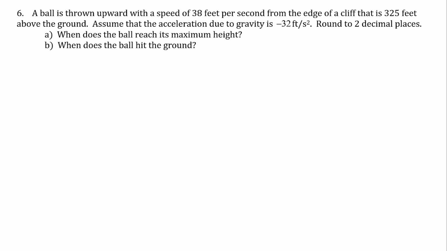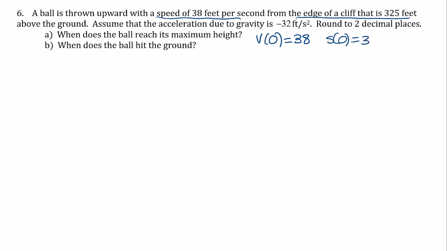A ball is thrown upward with a speed of 38 feet per second from the edge of a cliff that is 325 feet above the ground. Assume that the acceleration due to gravity is negative 32 feet per second squared. We're going to try and answer these two questions, but before we do, let's build our model of what's going on here. It's thrown upward at 38 feet per second, so that is the velocity at time 0, 38, because it's going up, and it's up on a cliff 325 feet above the ground, so that's our initial position.